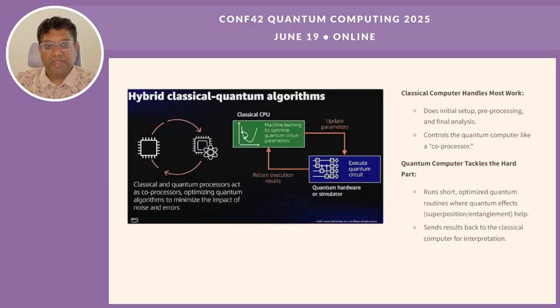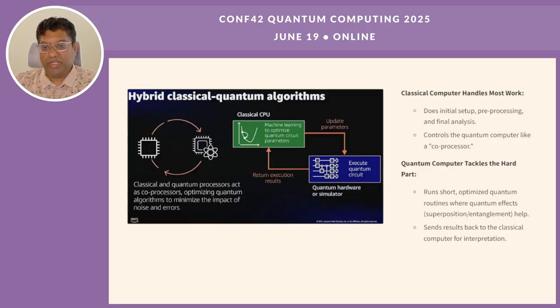This picture explains hybrid classical quantum algorithms, where we can see both a classical computer and quantum hardware or a simulator working together, making it hybrid computing. In this hybrid computing, a classical computer handles most of the work by doing the initial setup, pre-processing, and final analysis, and it controls a quantum computer like a co-processor.